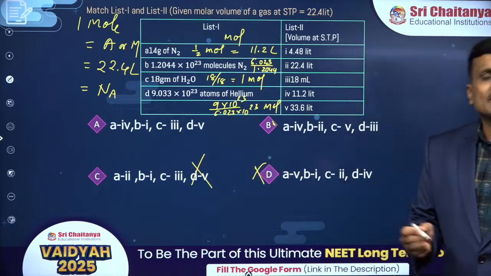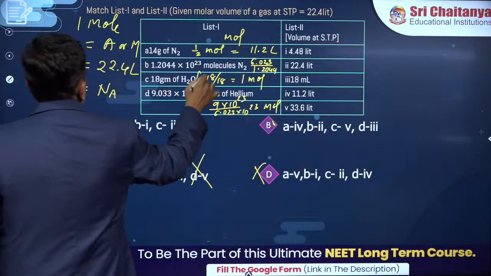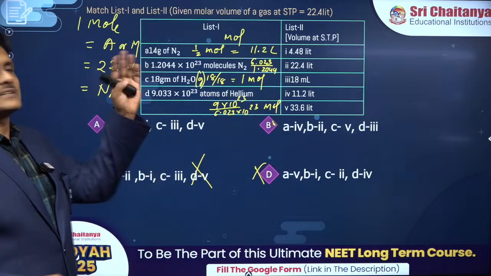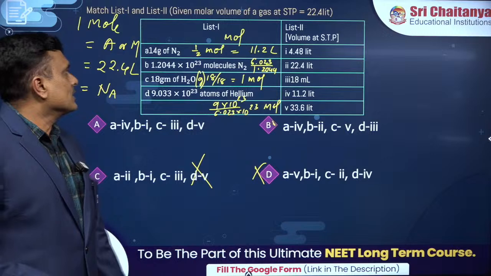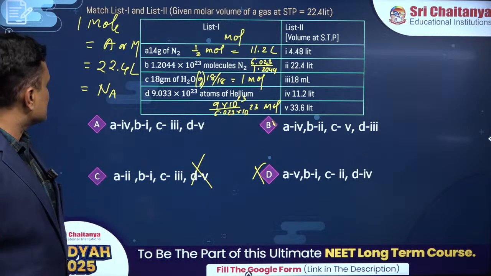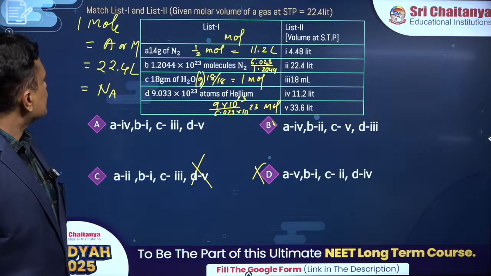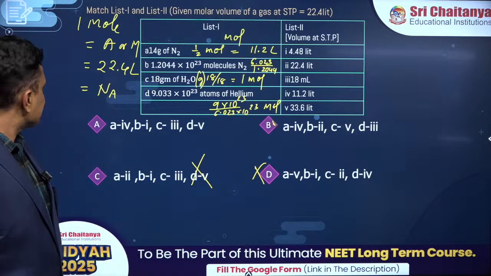You can work out some other options, like you can see H2O, liquid. It's not liquid, it is the vapor which is given because you are measuring the volume of the gas at STP. So 18 gram, that is 1 mole, is nothing but 22.4 liters. So C is matching with 2, isn't it? Where is C matching with 2? What happened to this? 22.4 liters, 18 gram of H2O, C is matching with 2, isn't it?